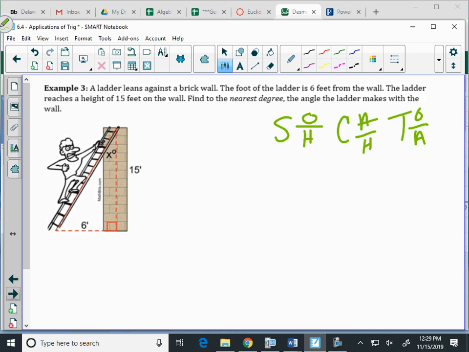Well, we're going to label from the angle we're missing. Go across, that's the opposite. Go to our 90, go across, that's our hypotenuse.